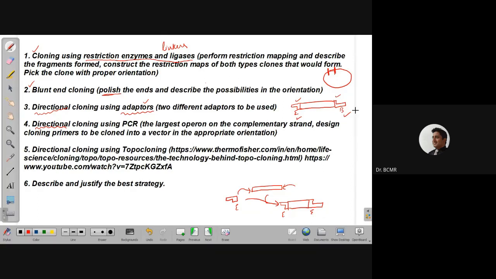So the adapters are not absolute. At this point, I want you to think of how you can do those things. Okay? And in this case, in the first one, you might use linkers, you might use methylases. If nothing else is possible, you might also use homopolymer tailing.